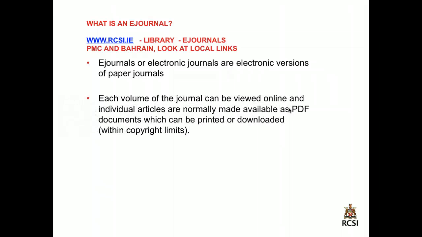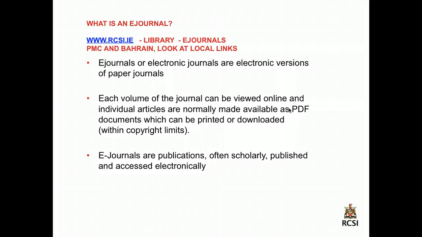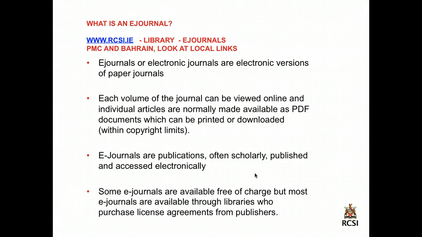So we can now view these online. We can get individual papers as PDFs. There are lots of copyright issues around that, but electronic journals had a profound effect on how research was conducted. They're publications, usually scholarly, that are accessed electronically. And you'll see when you log on to have a look through our library site, some of them are free. Most are available through libraries that would purchase a license agreement. Go and look at the e-journal portal on the library website, wherever you happen to be.